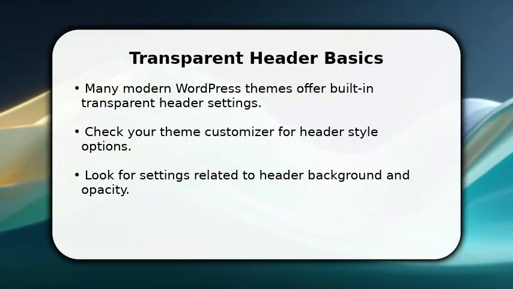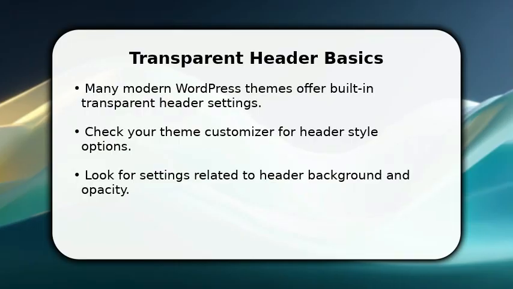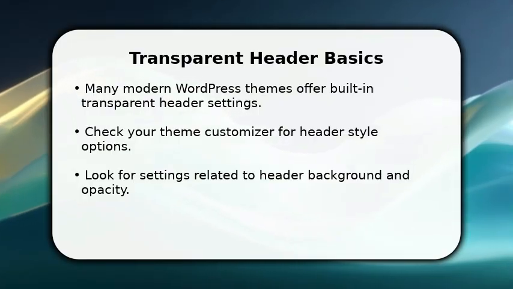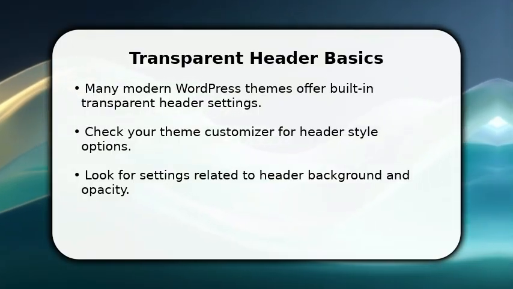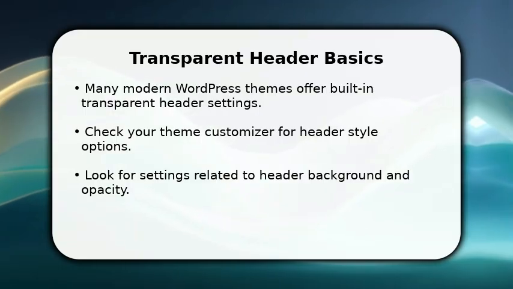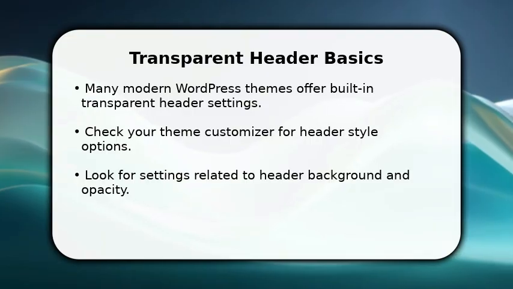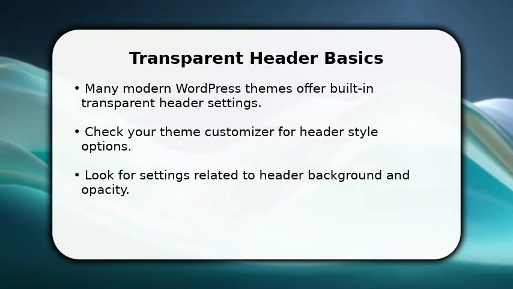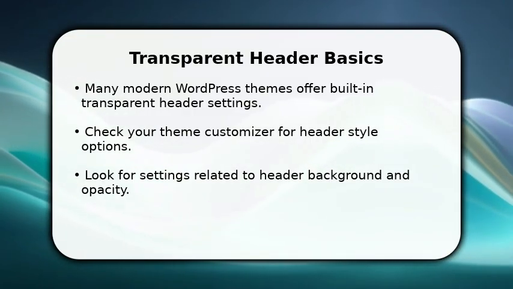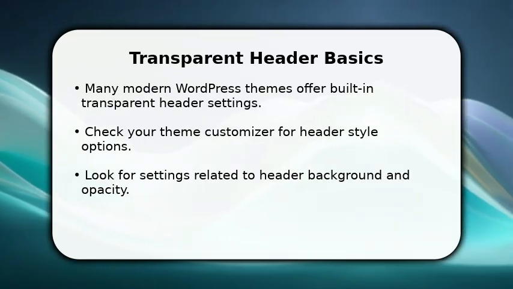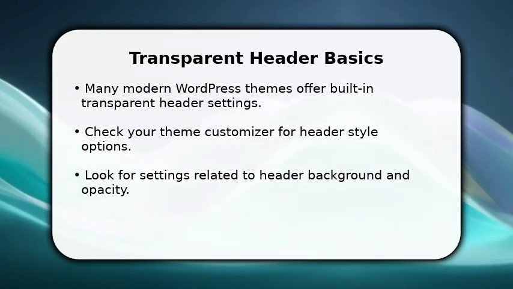In this video, I will explain how to make your WordPress header transparent. First, navigate to your WordPress dashboard and then to Appearance, followed by Customize. Many contemporary themes include a dedicated header section within the customizer. Here, you can often find options to adjust the header's background color and opacity.